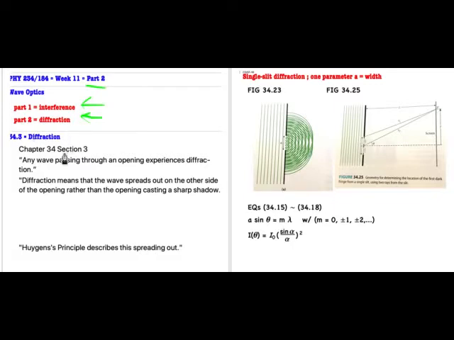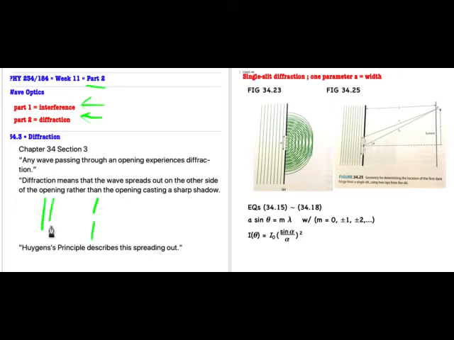Here are some quotations from the textbook. Any wave passing through an opening experiences diffraction. That's the first sentence in this section. The second sentence is, diffraction means that the wave spreads out on the other side of the opening rather than the opening casting a sharp shadow.